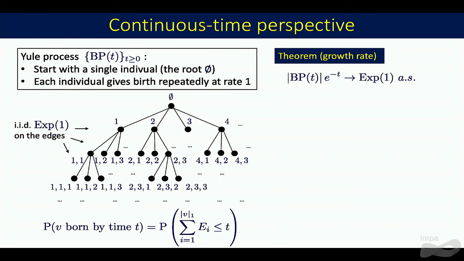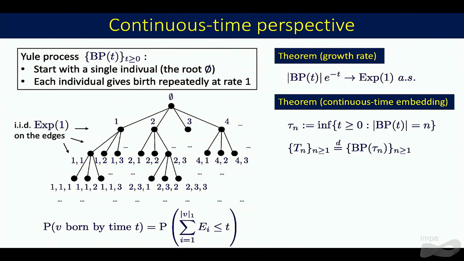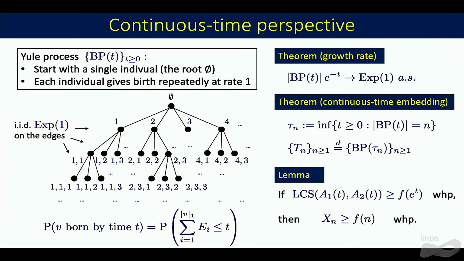discrete time. So the Yule process grows at an exponential rate. And if you look at the Yule process at the stopping times when you have exactly n vertices explored, then the distribution of the resulting tree is exactly a uniform attachment tree. Okay? So then, if you analyze the continuous time process and you look at the largest common subtree at time t, and that grows like at least f of e to the t, then that gives you, for the discrete time process, a lower bound of f of n.